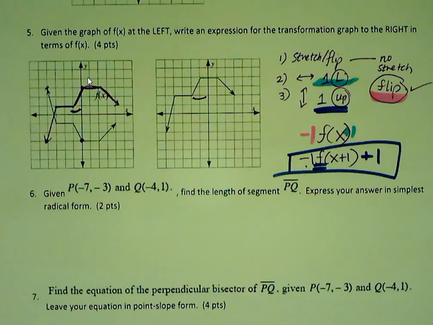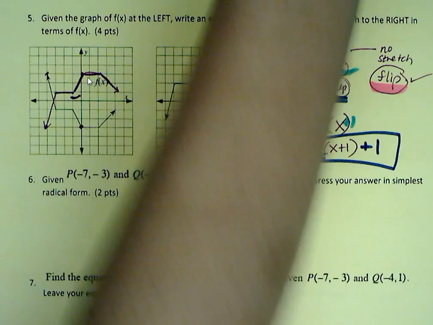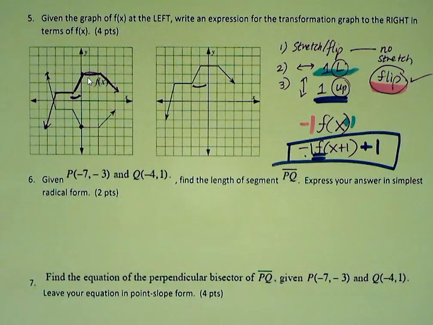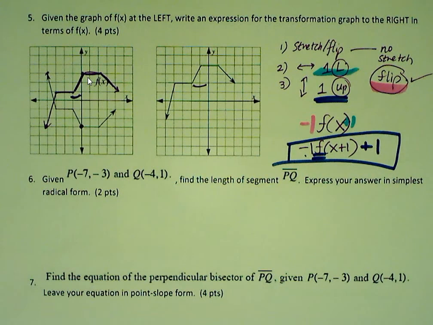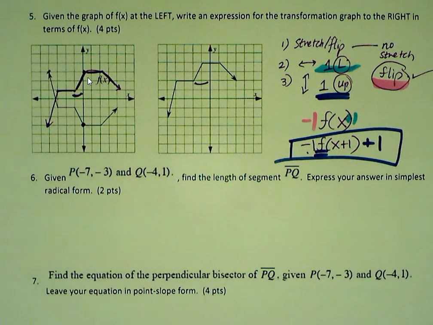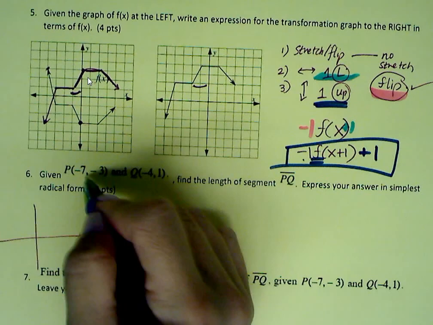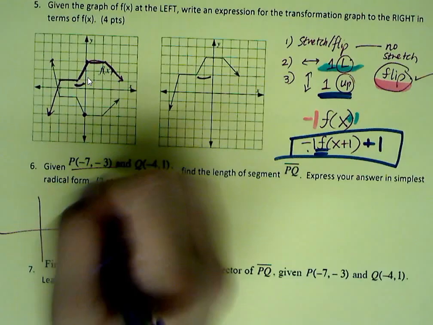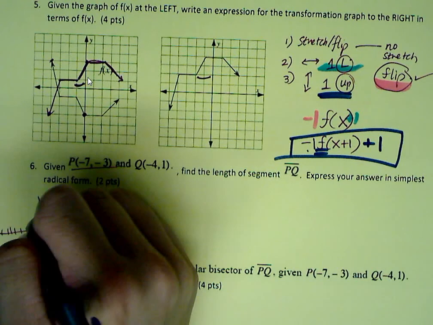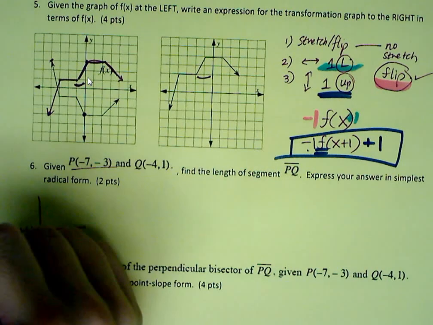1, 2, 3, 4, 5, 6, 7. Down 3. 1, 2, 3. All right, you're just sketching it. There's P. Q is -4, 1, 2, 3, 4. +1. So somewhere around here. Okay? We have 2 points. What are they asking us to do? People just start plugging in any formula they've ever learned. No, no, no. Read the problem. Okay? Find the length of the segment. What are they asking you to do?